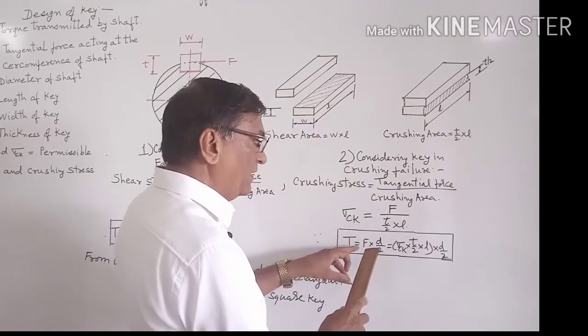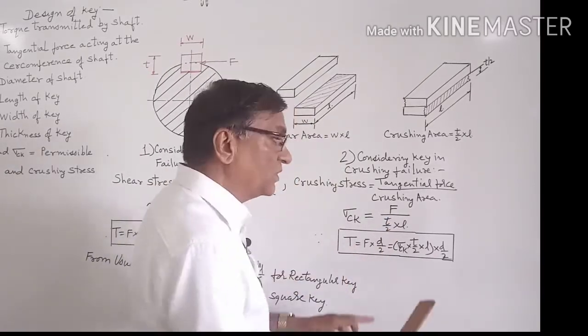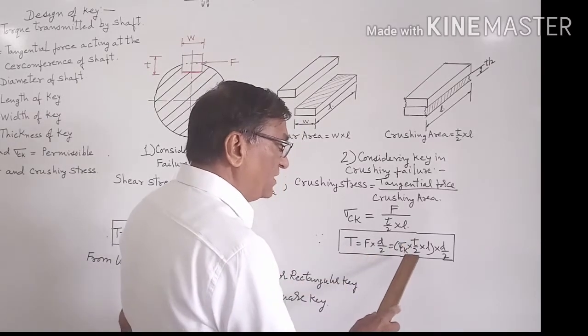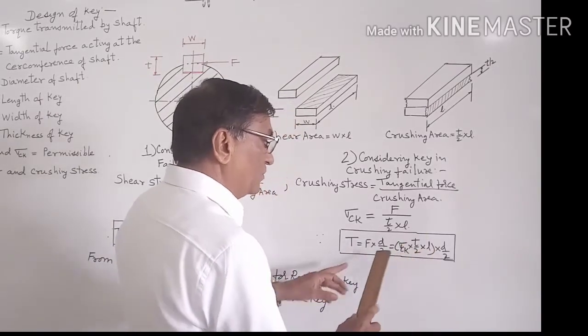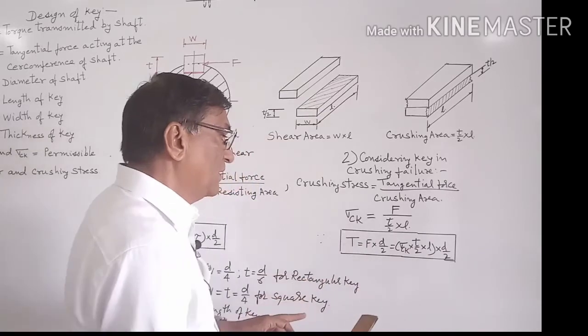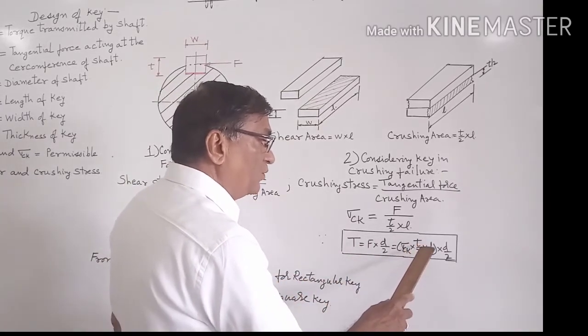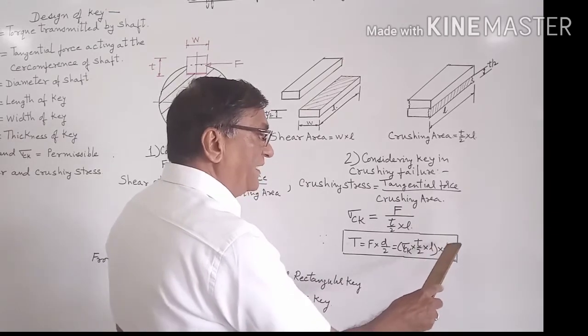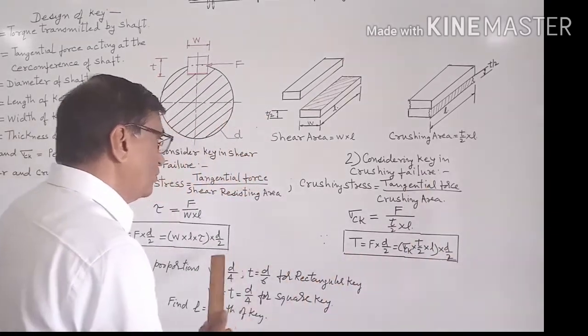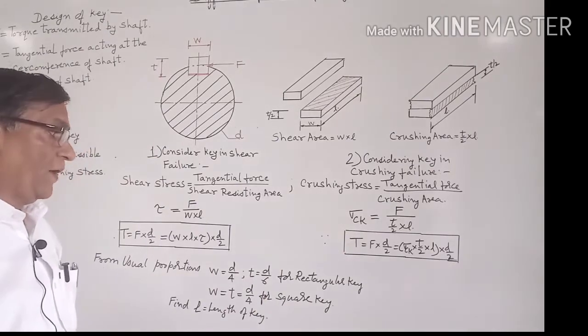Torque is equal to force into radius by the definition. So here we will put the value of crushing force. Crushing force is equal to sigma ck into T by 2 into L. So the torque becomes sigma ck into T by 2 into L multiplied by the radius, that is D by 2. So these are two equations that we have.